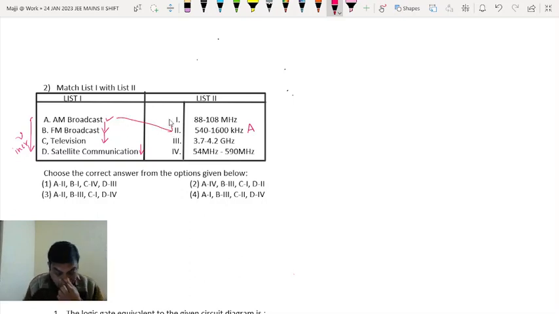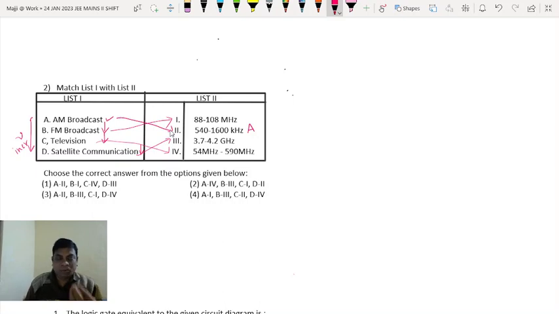Then frequency modulated wave is slightly better. Its frequency range will be more and the sound quality is slightly good. I think you all are aware of FM radio, which is also popular nowadays. So slightly more than that, this should be mapped to 1, FM. Then comes television, and satellite communication has the highest frequency.